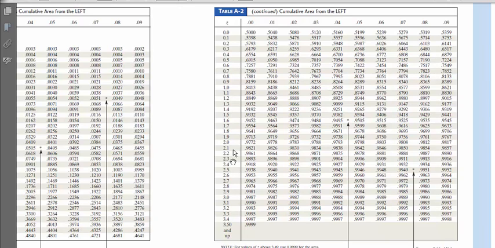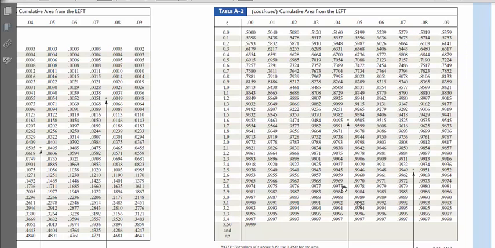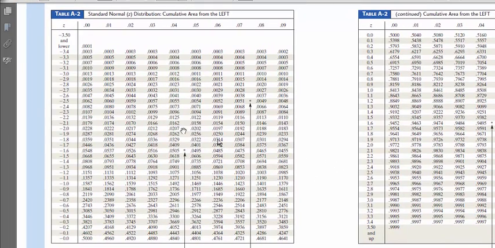2.4 down the side, across, and I get 0.9929. Okay, so 0.9929. That would be the area to the left of 2.45. And then I subtract off the area to the left of negative 1.23. That's going to be over here. So here's negative 1.2, of course my 0.03 is at the top, and I get 0.1093 here.